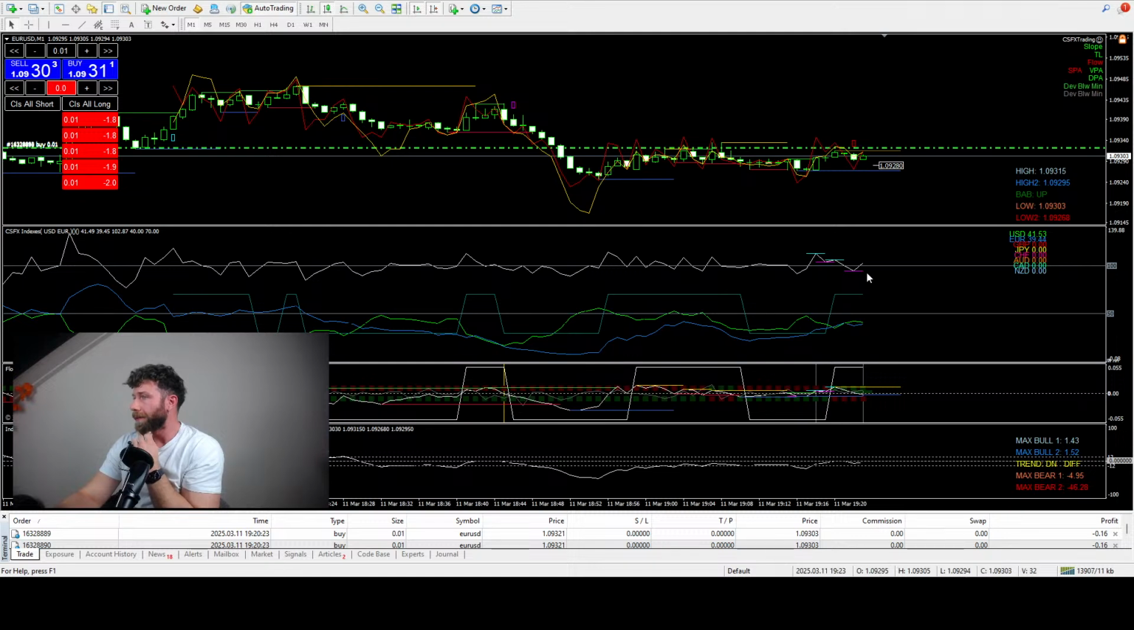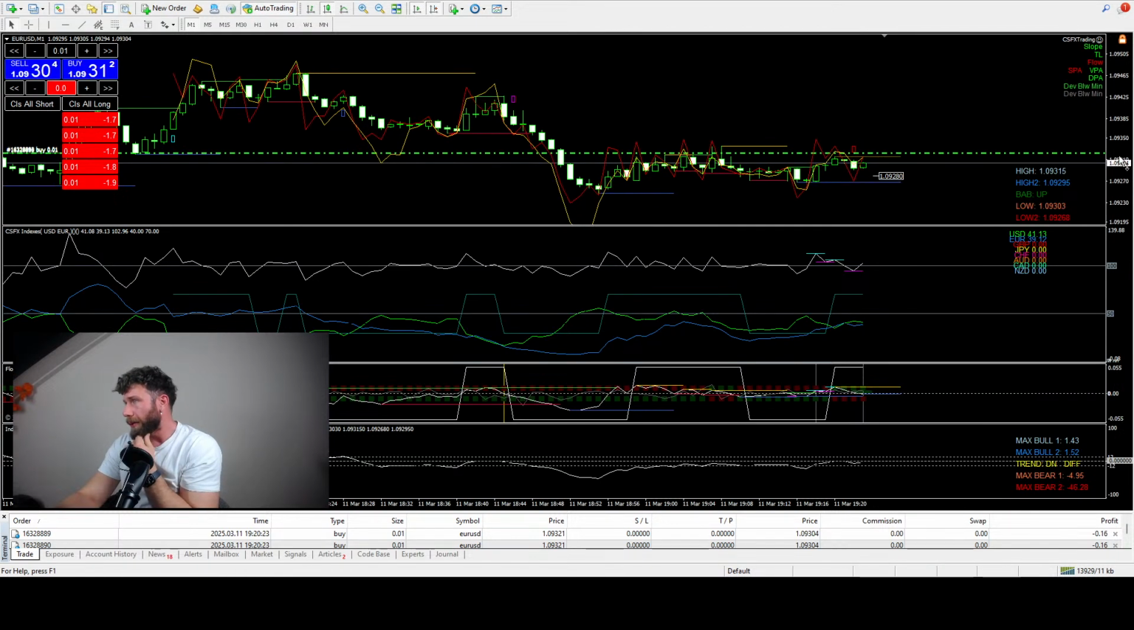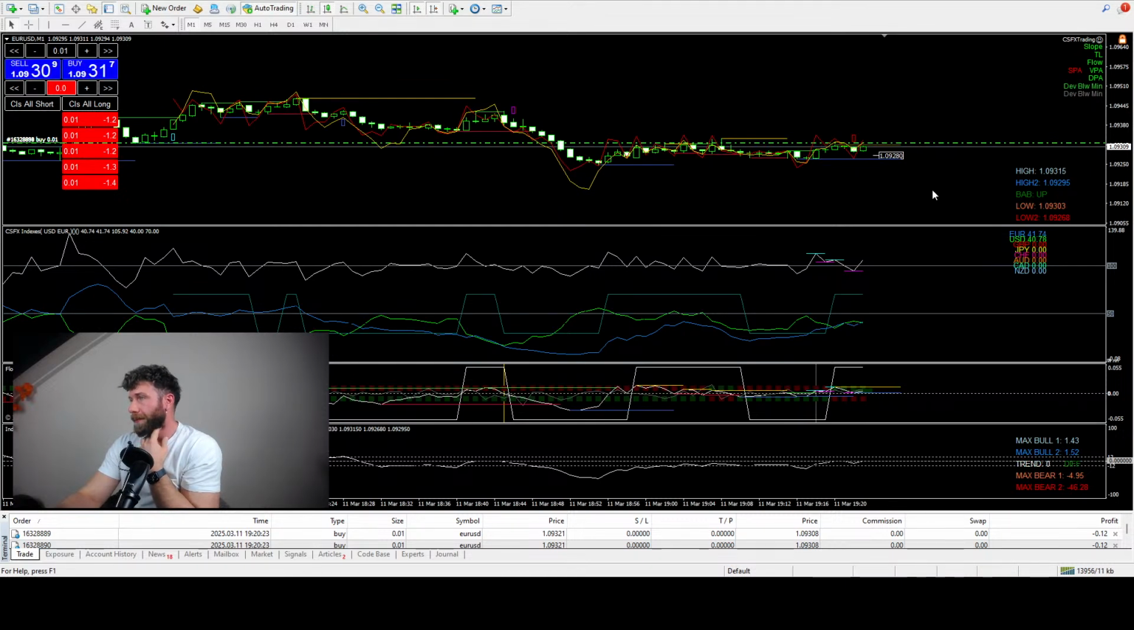Let's see. Looks like this is again a pullback from this little up. Question is, are we breaking higher or not? We are. The bid is managing to stay above the 300, so that's pretty good. There we go. Let's see. Is it gonna give us one move before we switch off? Let's see.